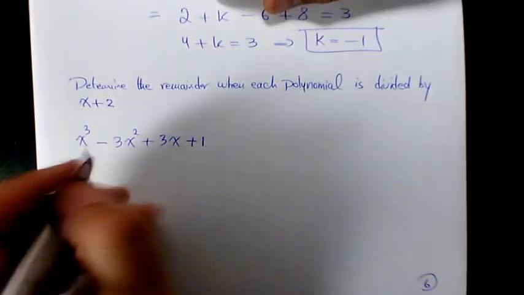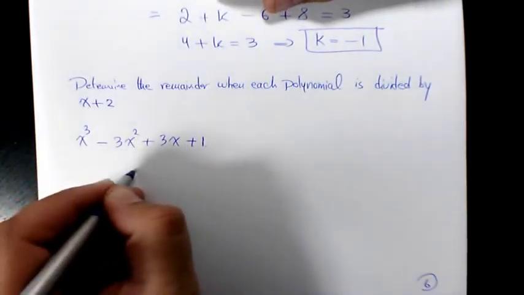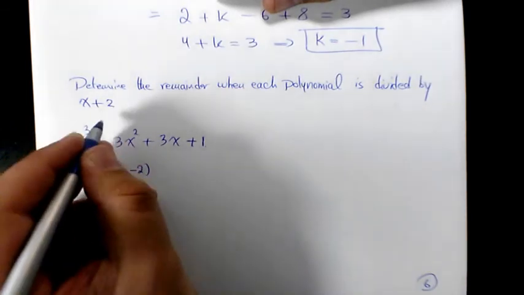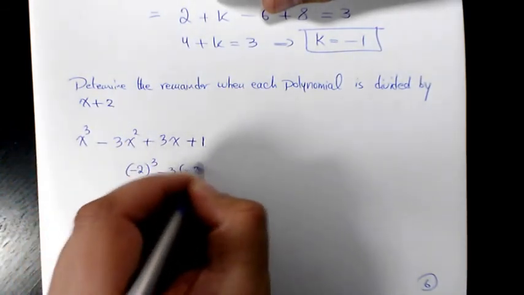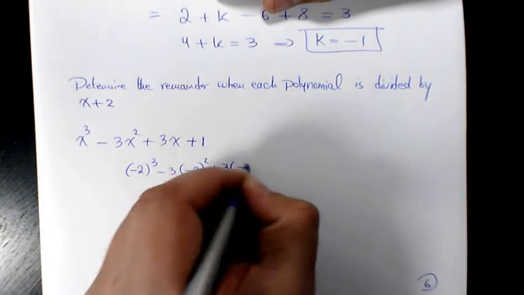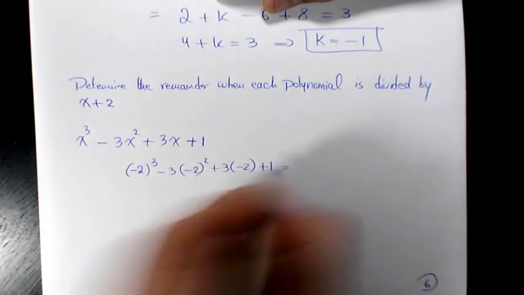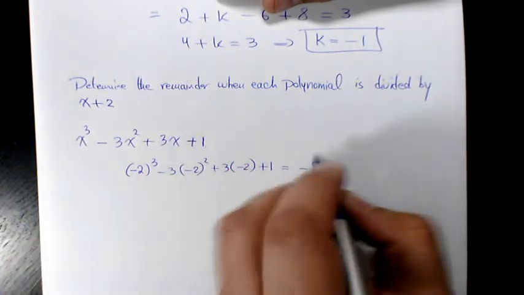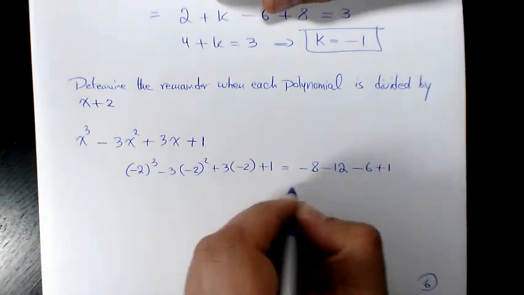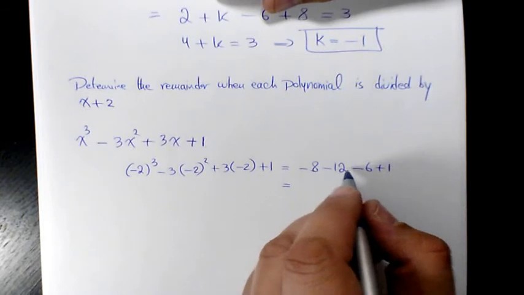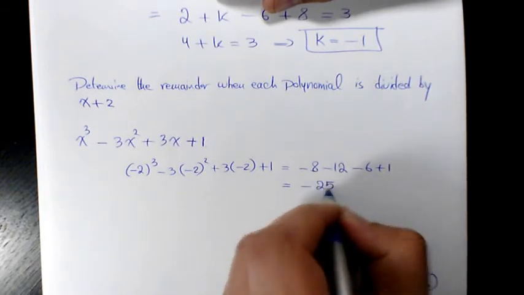So in that case, it's going to be negative 2, because x plus 2 equals 0. Negative 2 cubed minus 3 times negative 2 squared plus 3 times negative 2 plus 1. That's going to be negative 8 minus 12 minus 6 plus 1. That's going to make it negative 25.